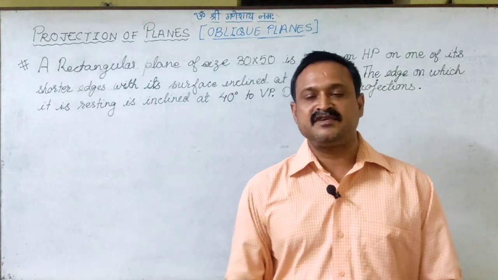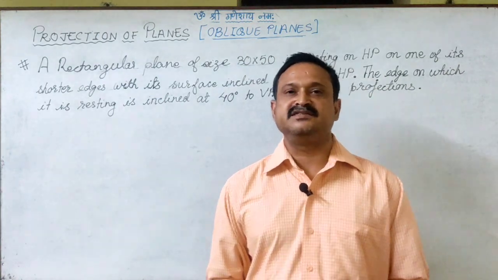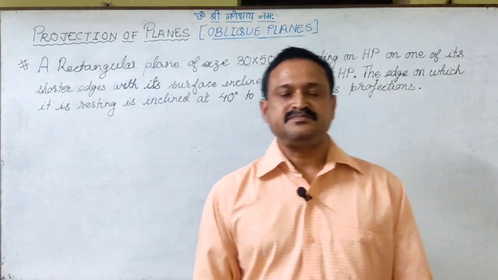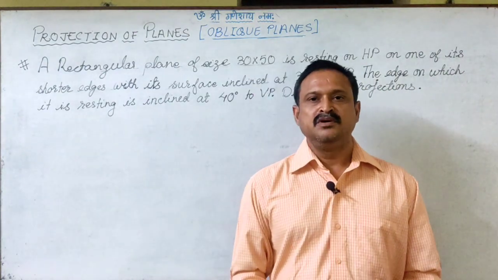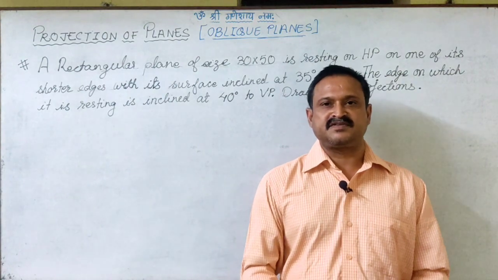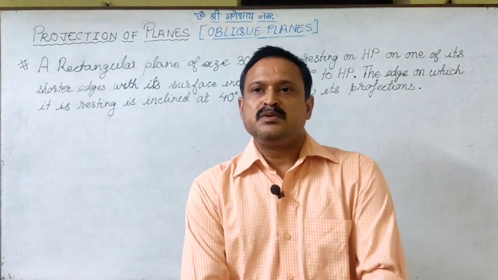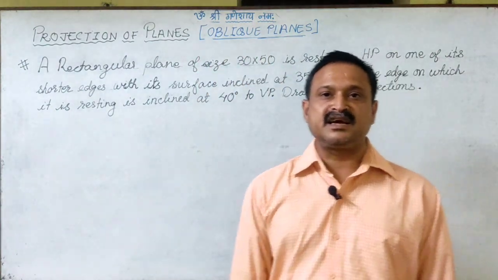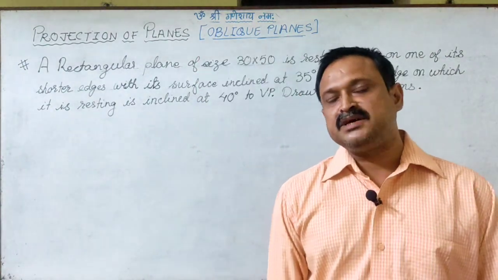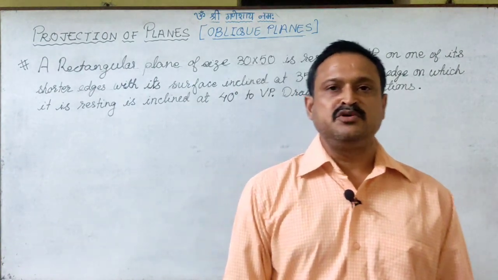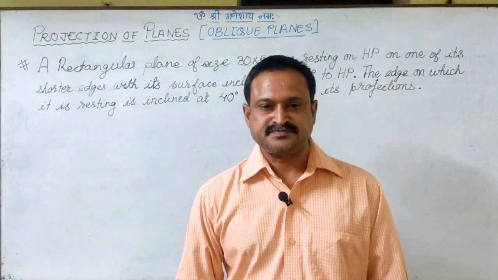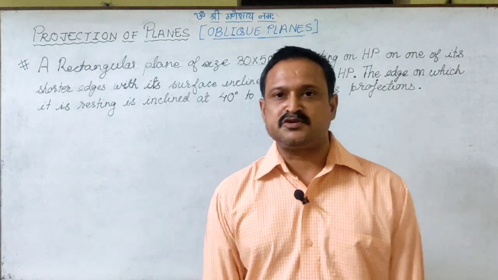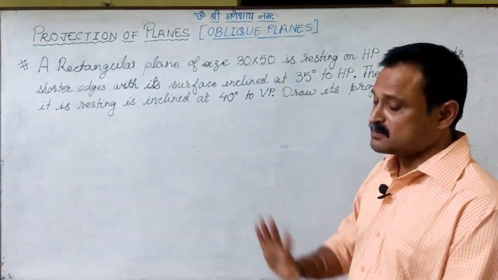Now, so far we have discussed in projection of planes how to get the projection of a given plane when it is inclined to one of the principal planes or the reference planes. Now, the next condition we are going to see is the oblique condition of a plane. That means the plane is inclined to both the reference planes. It will be very easy to understand this oblique condition with the help of an example.